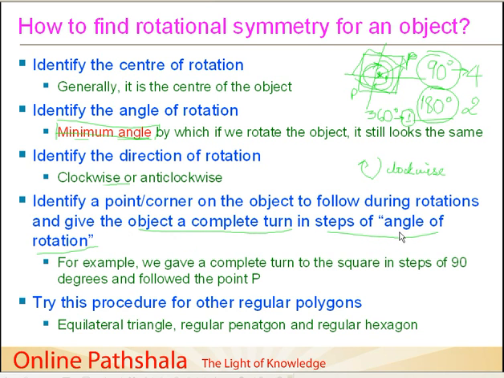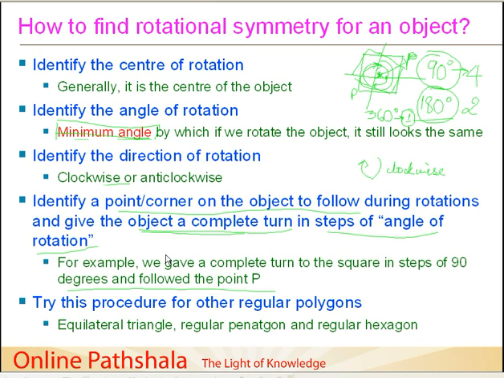So in our earlier example of finding the rotational symmetry for a square, we gave a complete turn to the square in steps of 90 degrees and followed the point P as we did in our earlier example. That's why we say give a complete turn. When I say complete turn, it means that whatever point on the object we are following should come back to its original position. That's why we say it's a complete turn. And this is essentially what you need to do.